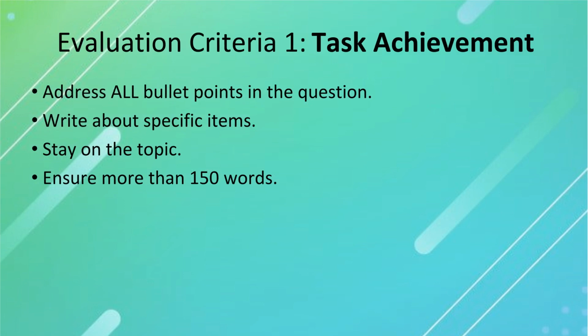Task achievement is the first criterion. It means that you will address all bullet points in the question. Write about specific points given in the task, not general statements. Stay on the topic. Ensure more than 150 words, but avoid going beyond 180 words. On the other hand, if you write less than 150 words, your task may be considered incomplete, and you may lose marks.